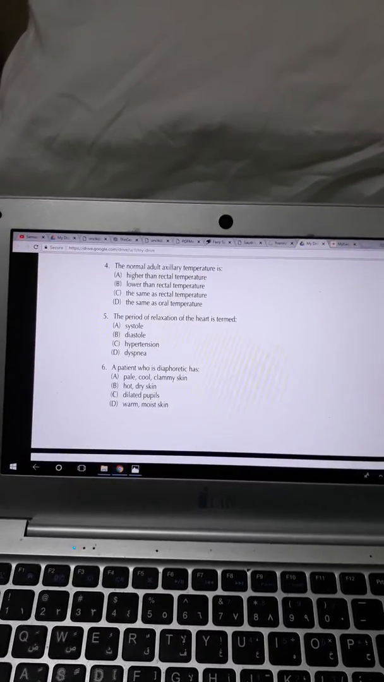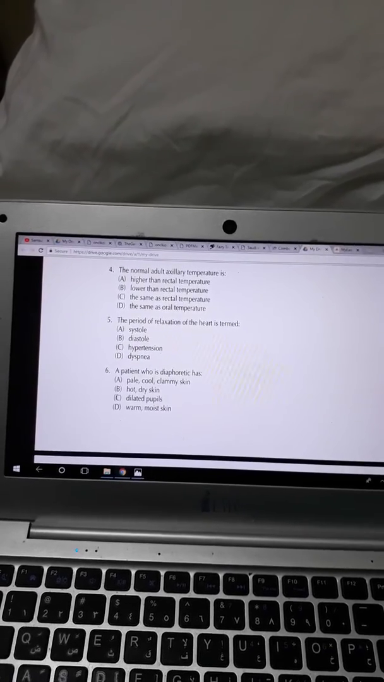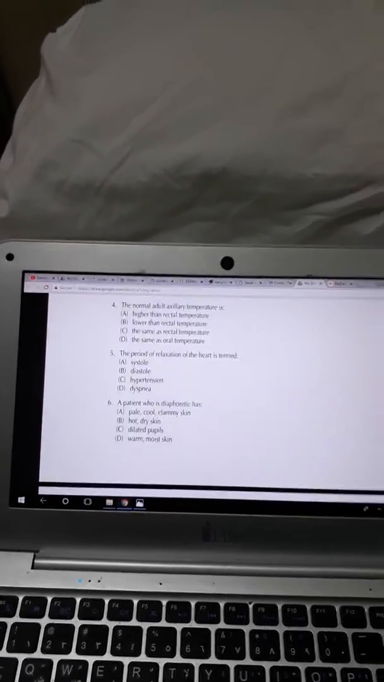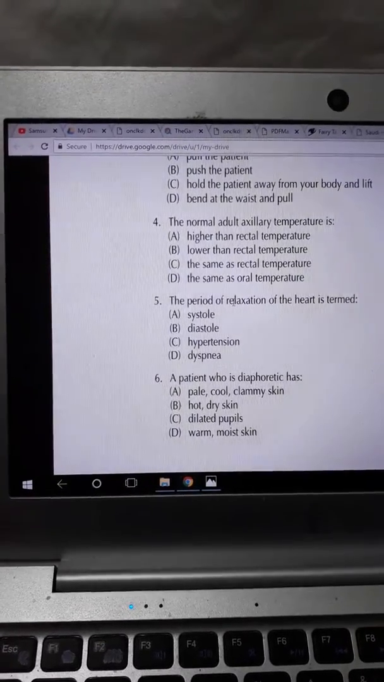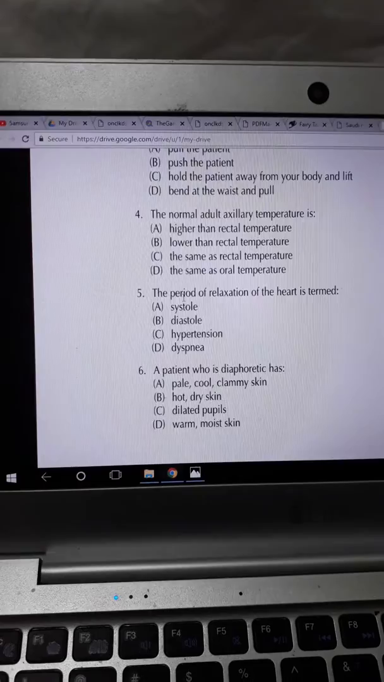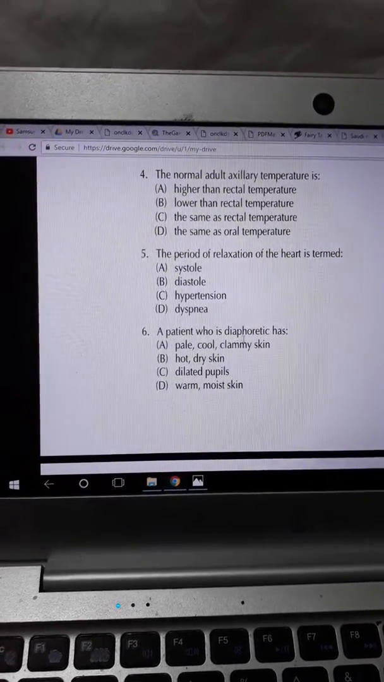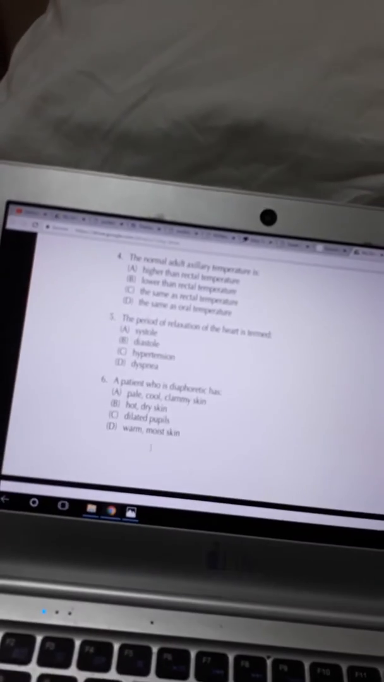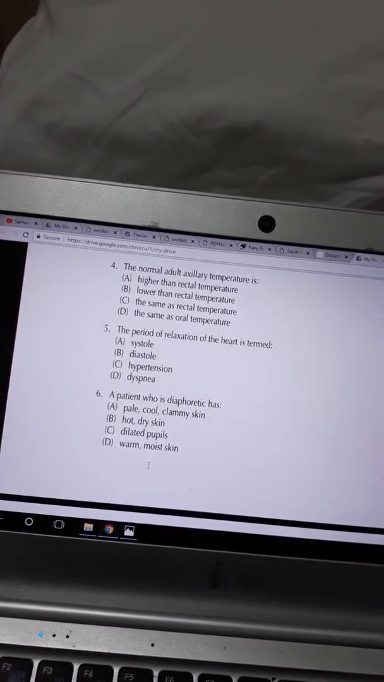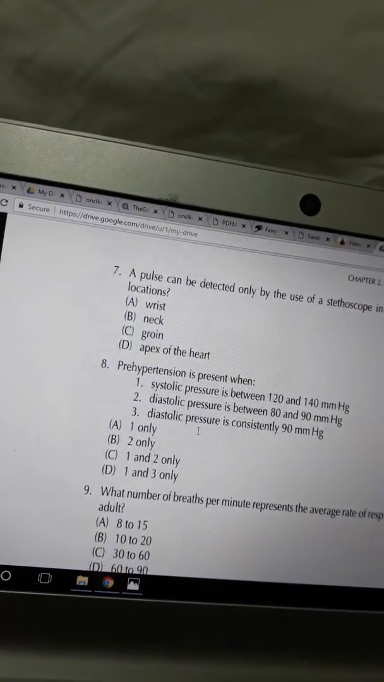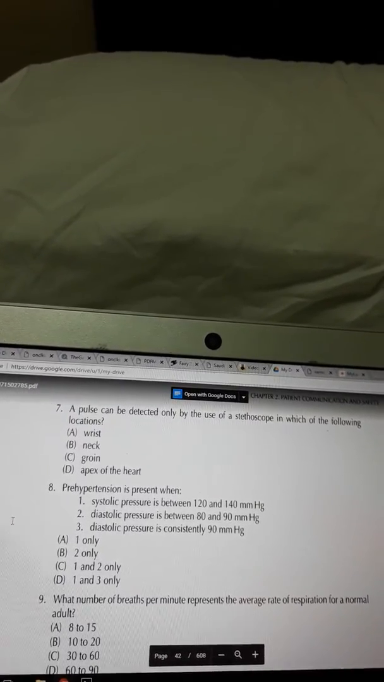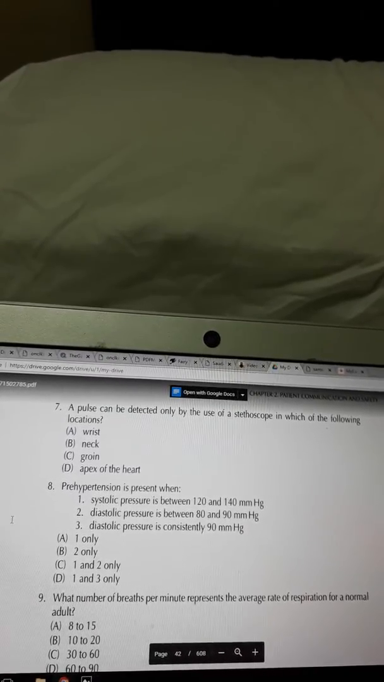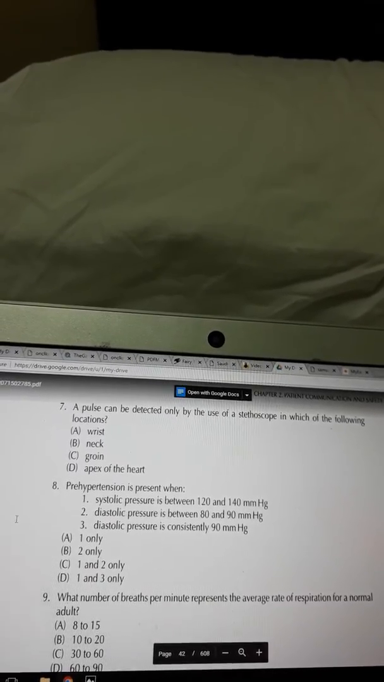Now question number 5. The period of relaxation of the heart is termed systole or diastole. The answer will be A, relaxation is always diastole. The next question: a patient who is diaphoretic has pale, cool, clammy skin, hot, dry skin, dilated pupils, or warm, moist skin. For pre-hypertension the answer will be C. Systolic pressure is between 120 and 140 and diastolic pressure 80 to 90.